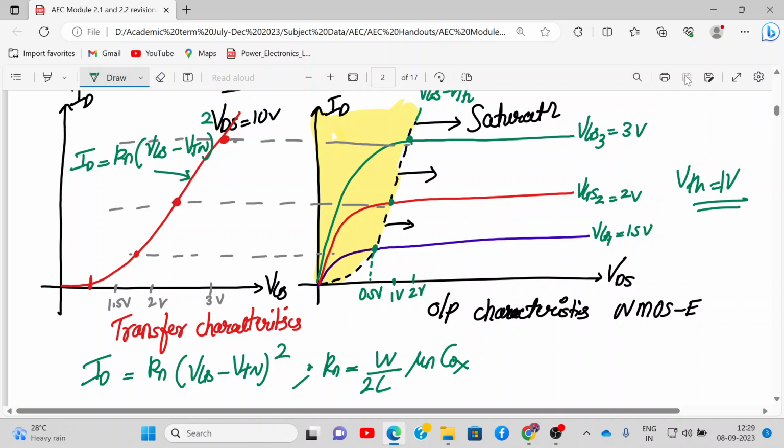Alright, and then in the exam this equation will be more useful. Understood?